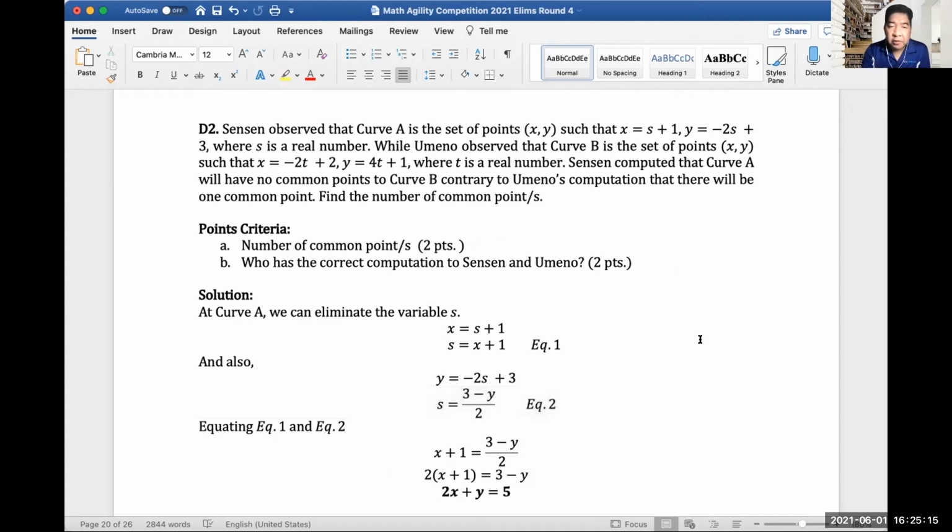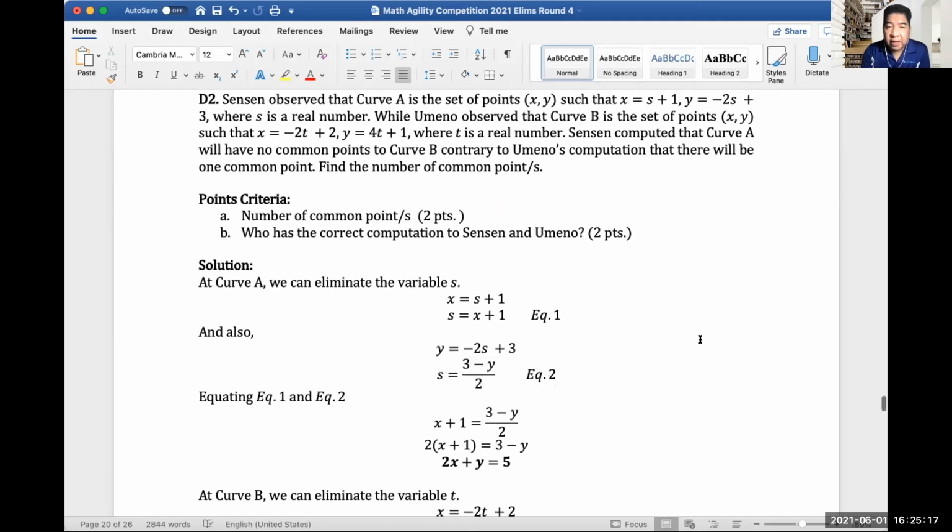So this is a parametric curve. We can eliminate the variable s in curve A by transforming s in terms of x, that's our equation 1, and also in terms of y, which is equation 2. And then equating 1 and 2, we eliminated the variable s and we got 2x plus y equals 5. Okay, so let's go to curve B.